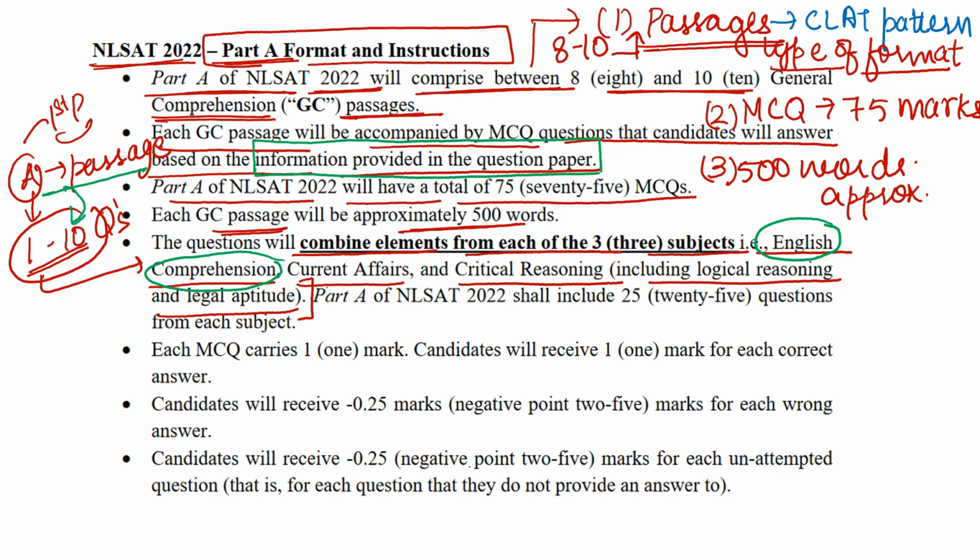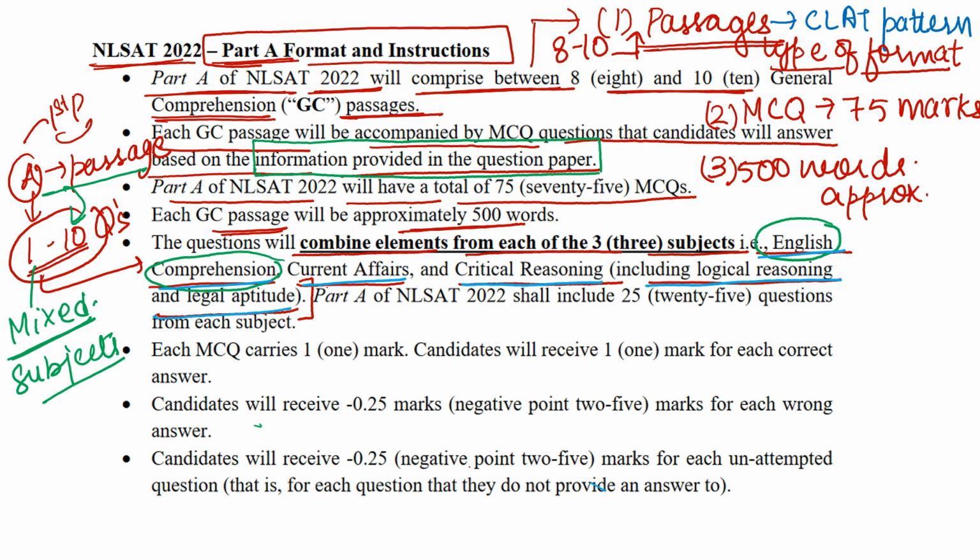ठीक है ना, जैसे क्लैट के अंदर तो क्या है, इंग्लिश का सेक्शन स्टार्ट हो गया तो रीडिंग कॉम्प्रिहेंशन का पैसेज आएगा, फिर इंग्लिश के क्वेश्चन चलेंगे. यहाँ पे ऐसा नहीं है, ये जो 1 to 10 क्वेश्चन होंगे ये मिक्स्ड सब्जेक्ट्स में से होंगे आपके. वो सब्जेक्ट्स कौन से हैं वो इन्होंने हमें बता दिए हैं कि वो सब्जेक्ट्स आपके हैं इंग्लिश कॉम्प्रिहेंशन, करंट अफेयर्स, क्रिटिकल रीजनिंग इंक्लूडिंग लॉजिकल रीजनिंग एंड लीगल एप्टीट्यूड.